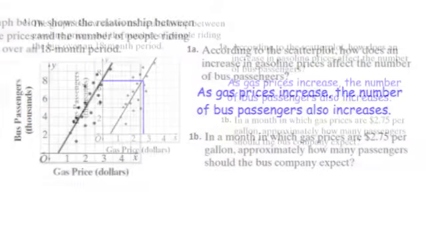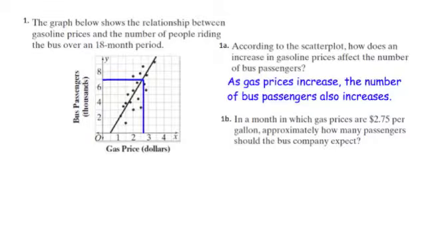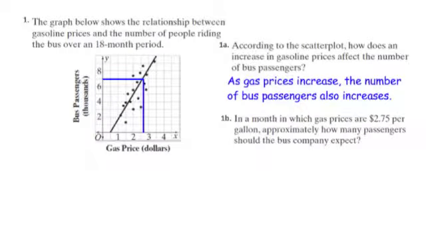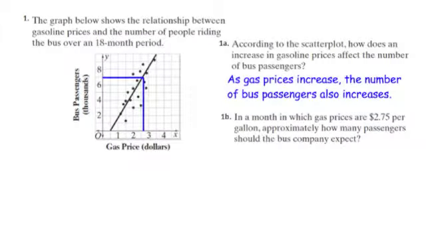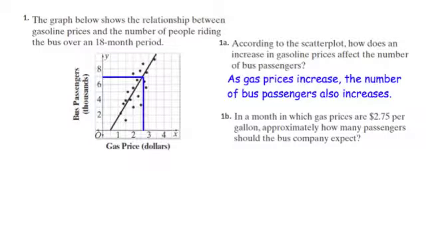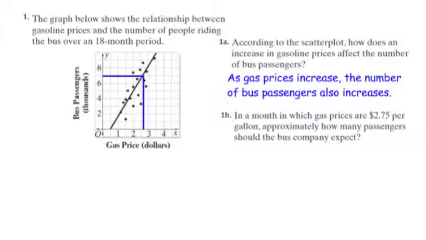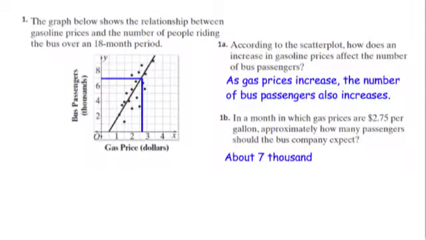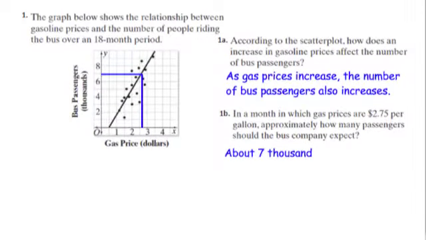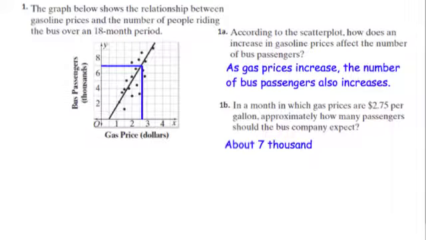The second question asks, in a month in which gas prices are $2.75 per gallon, approximately how many passengers should the bus company expect? Well, if we take a look at our trend line and look at where $2.75 lies, we would cross the trend line at about 7. And so we can assume that there would be approximately 7,000 bus passengers in a month where the gas price was $2.75.